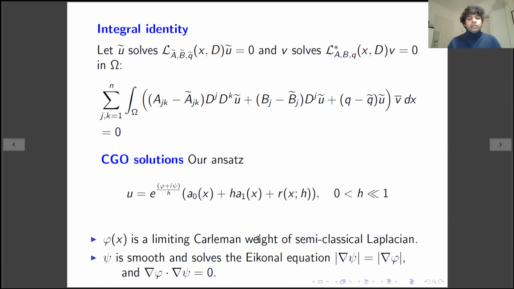And psi is the solution of the eikonal equation. That means you need to have mod of grad psi equals mod of grad phi, and grad phi and grad psi are perpendicular to each other. And then we have the remaining parts, A0, A1, and R. A0 and A1 are just some complex amplitudes which solve some transport equations, that comes soon. And then this is the remainder part, R, where we seek estimates so that as the small parameter h goes to 0, R goes to 0 in a suitable norm.